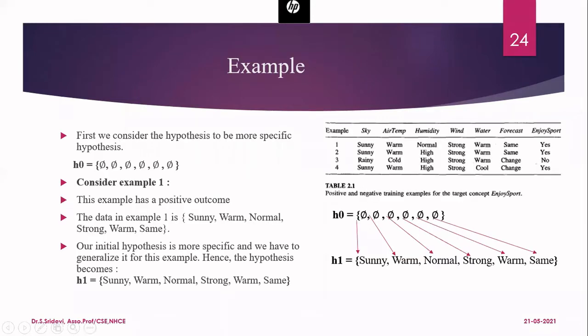Now let us see the first step. When you start, you are going to start with the most specific hypothesis, H0. And I have totally 6 features. So now I can write 6 null values.